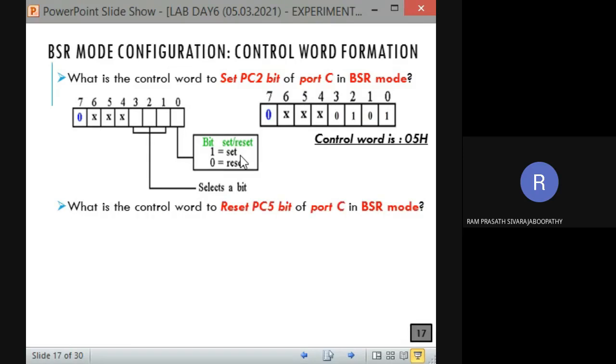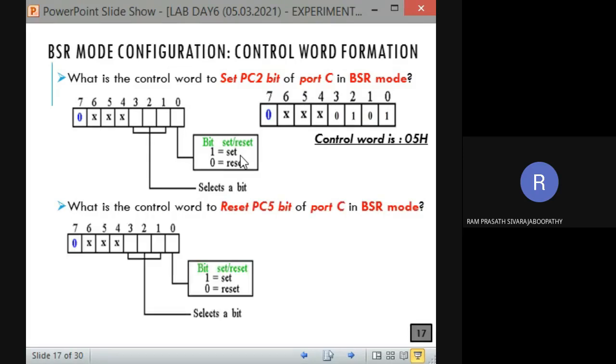Okay. PC5, I have to reset. What about the control word? This is the main thing you have to understand for programming. Fine. What about the remaining 4 bit? PC5, I have to reset. Yes, very good, Anthony Surya. 0, don't care, don't care, don't care. Then 101 for PC5, and for reset operation, you have to put last bit as 0. That's all. So what about the control word?